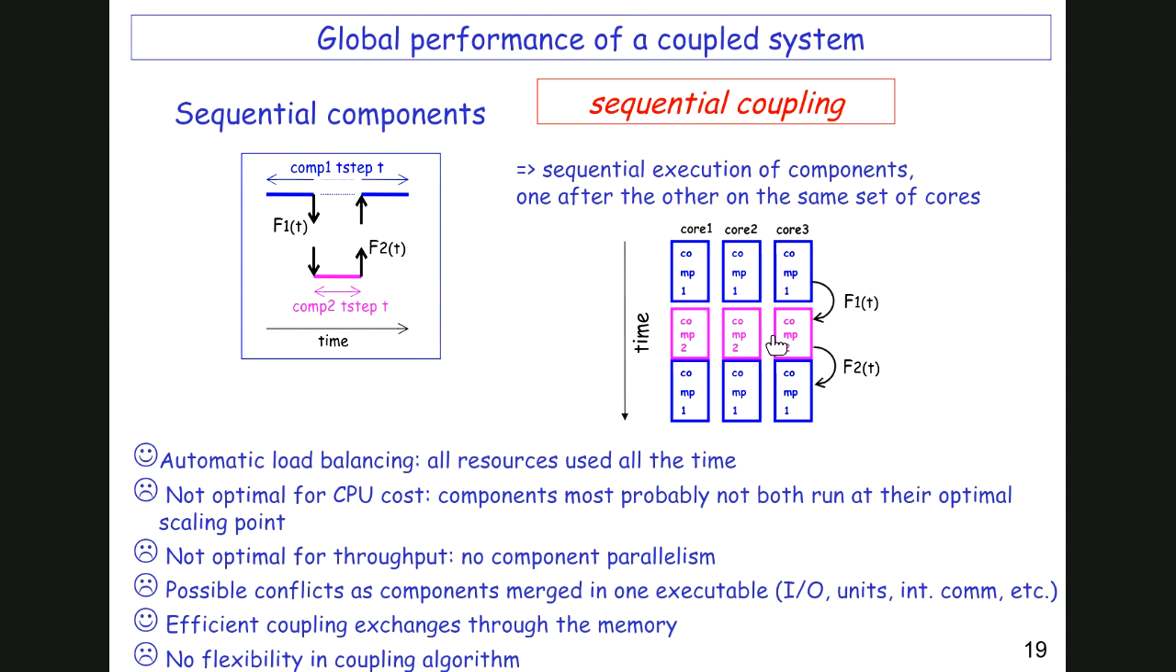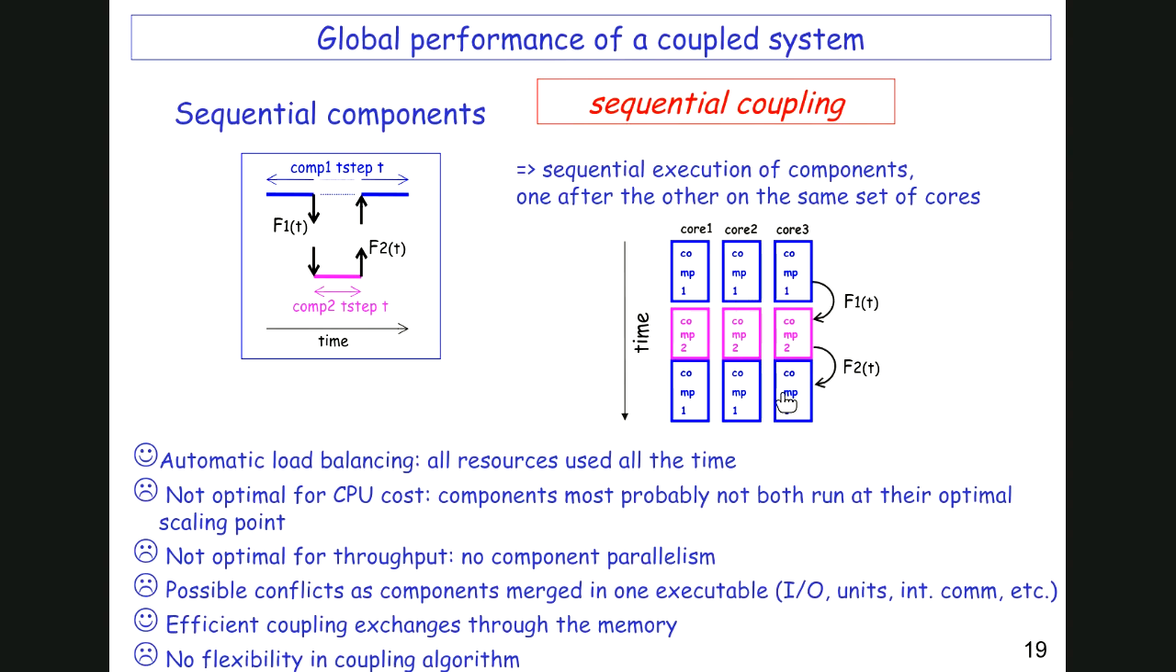Chris just showed that the scaling behavior of different codes will be different. And the optimal scaling point will certainly not be the same for your two components. So when you force your components onto the same number of cores, you will not be able to run them at their optimal scaling point. So that might not be optimal for the whole CPU cost. Regarding the throughput, this will not be optimal either, because you will lose one level of parallelism. Your components will not be running at the same time, and so the only parallelism you can exploit is the parallelism of the components themselves.